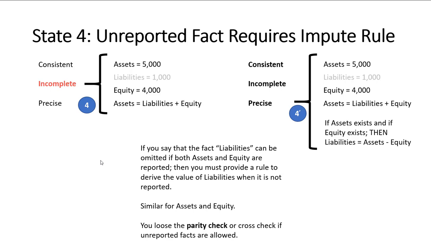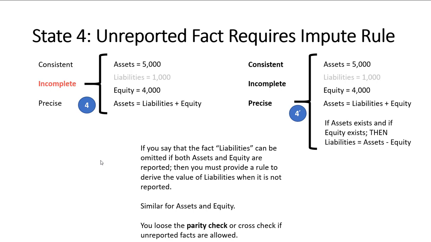But the system doesn't know how to compute the value of liabilities. You may think that it does, but computers are pretty dumb. You have to tell the computer explicitly exactly what to do. So therefore, you can see on the right side, I added a rule that said if assets was reported, and if equity was reported, then liabilities equals assets minus equity. And then you can have all three values, assets, liabilities, and equity. And it's true that assets equals liabilities plus equity.